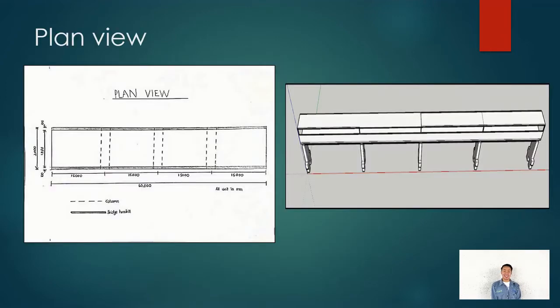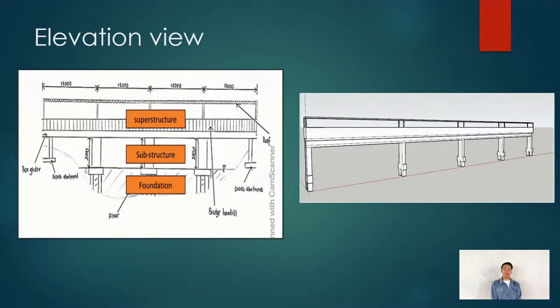We move to the plan view. It has a 60-meter length of bridge with 2 meters of width. Next is the elevation view. It has 3 components. First is the superstructure, which consists of handrailing, box girder, abutment, and roof. Second is the substructure, which consists of rectangular columns. And lastly is the foundation components.